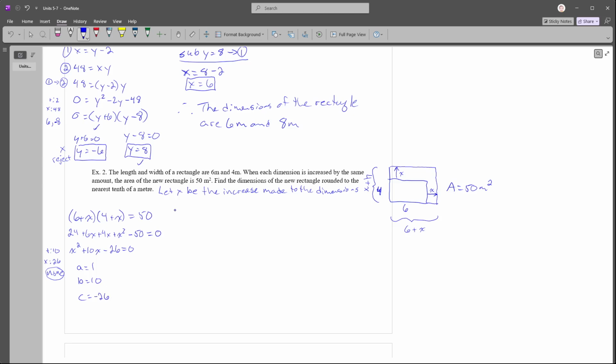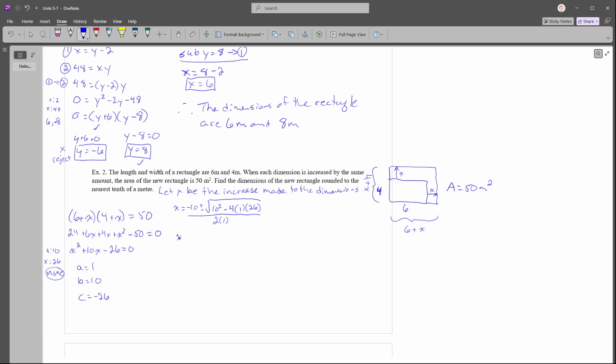So let's go calculate. So let's do x is equal to negative b, so negative 10, plus or minus the square root of b squared, so 10 squared, minus 4 times a, which is 1, times c, which is 26. And that whole thing is under the square root, and this entire thing is over top of 2 times a, which is 1.